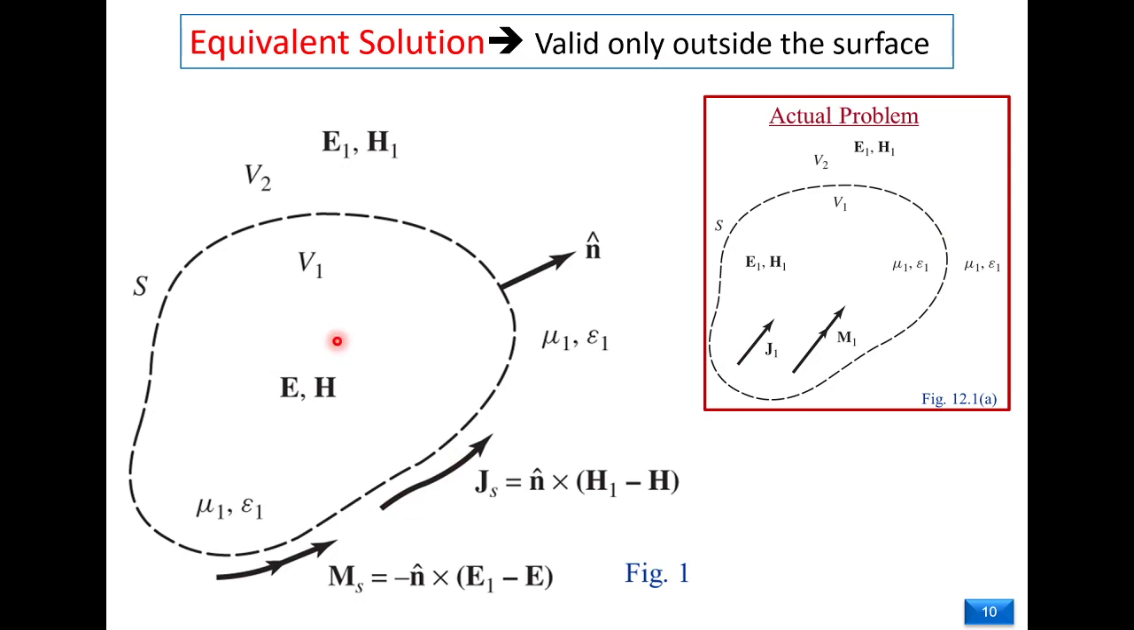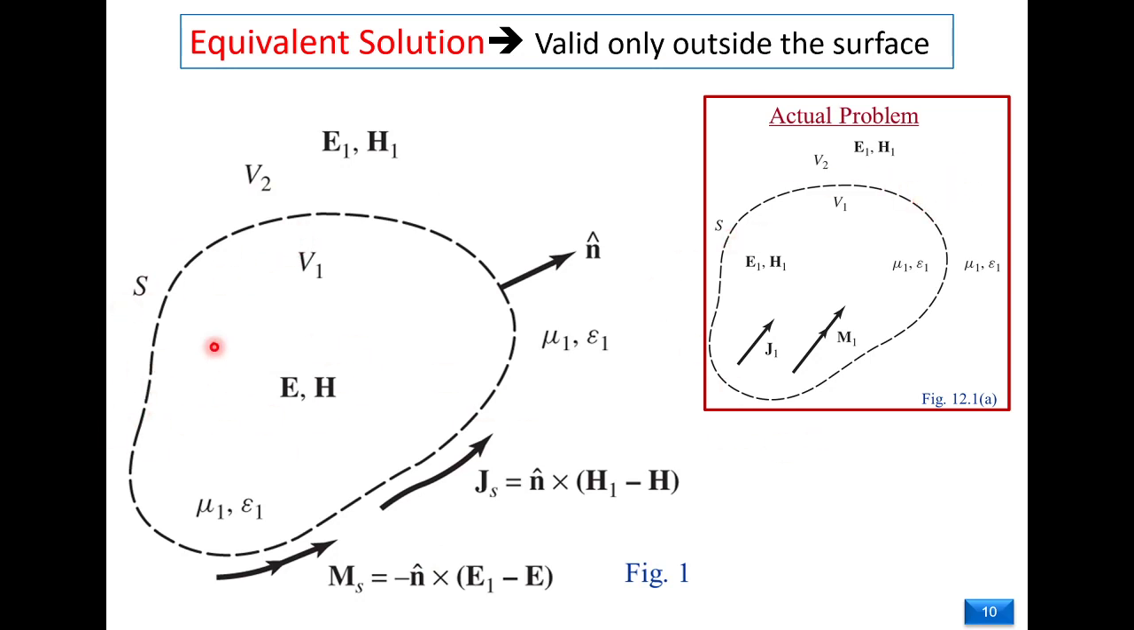In the equivalent problem, we'll put whatever field we want inside the volume, and then we put some boundary conditions on the magnetic and electric surface currents on this boundary, such that the electric surface current equals N cross H2 minus H1, and the magnetic current equals minus N cross E2 minus E1. So the equivalence principle is saying that the solution of this problem outside of S equals the solution of the original problem outside of S.